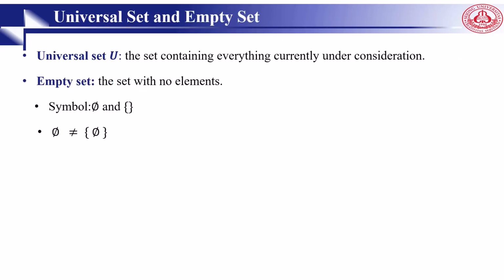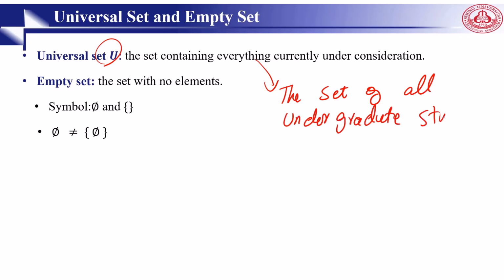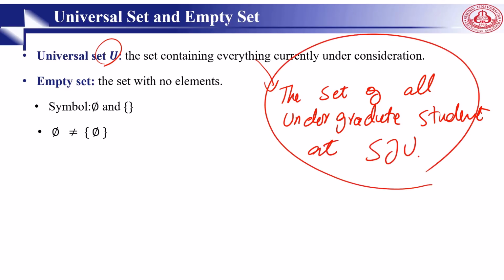The universal set, which is shown by U, is the set containing everything currently under consideration. Sometimes it is implicit: from the context, we understand that it covers all. Sometimes it is explicit, where we mention the members explicitly. Its content depends on the context. For example, the set of all undergraduate students at Sejong University. Right? This is a universal set of all Sejong undergraduate students.